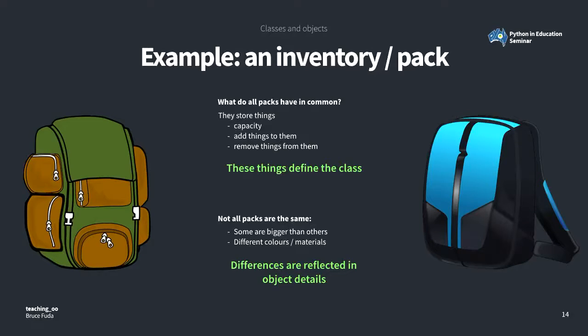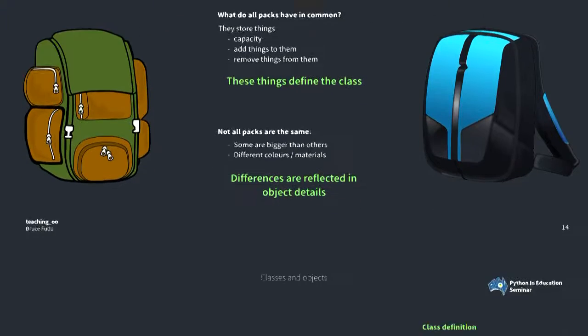Okay, they're both packs, but this one here is blue and black, and that one over there is green and brown. That one's got more pockets. There are noticeable differences between the two, but they belong to the same group, the same class of things.